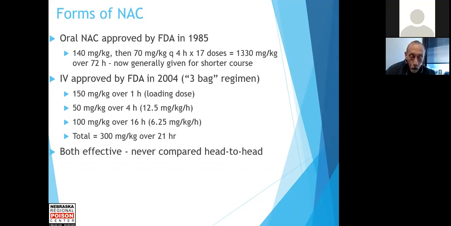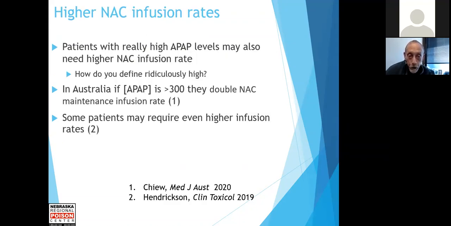It can be given orally or IV. They both work, never compared head to head. But the IV stuff is much easier to give in a critically ill patient, obviously somebody who can't take a PO or has an altered mental status.